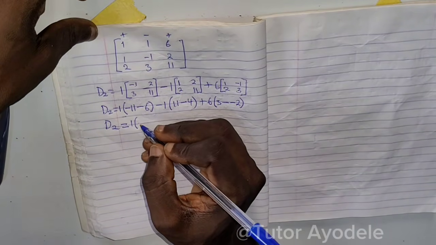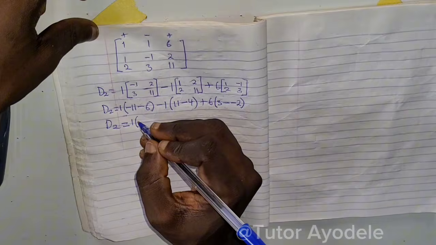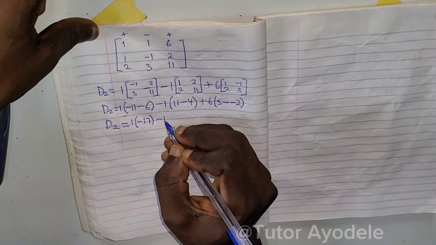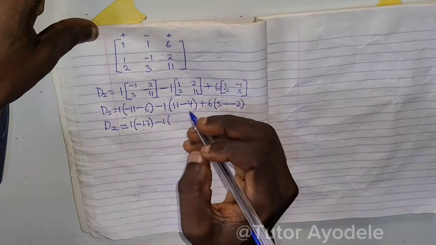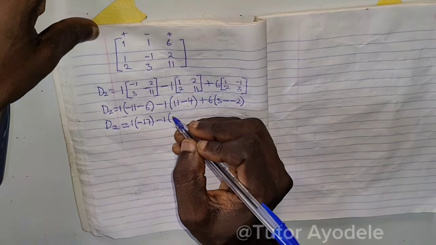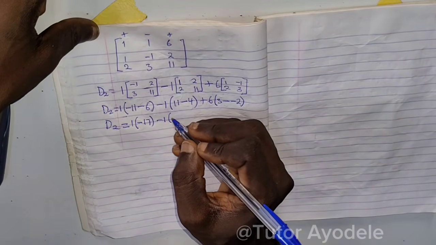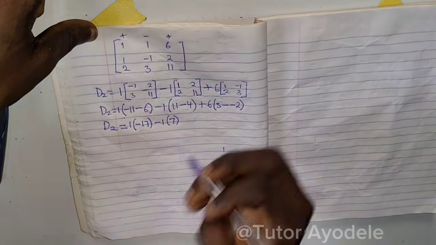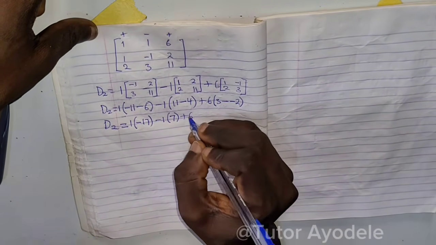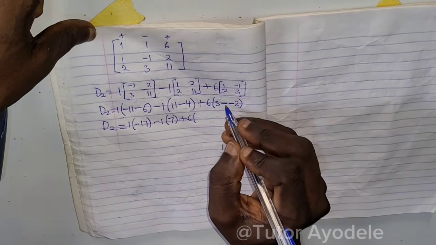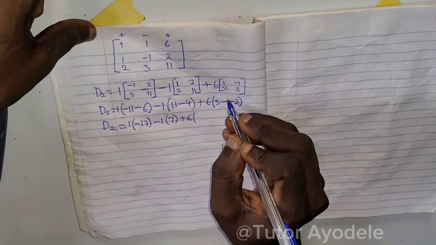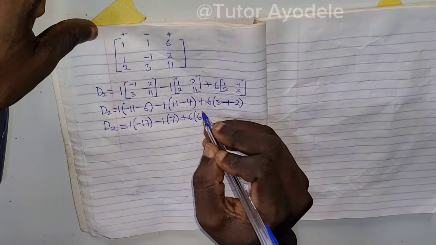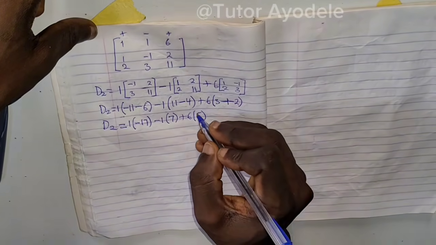That would be minus 17. Minus 1 into bracket 11 minus 4. That would be 7. Okay. So we have plus 6 into bracket 3 minus 2. So this will change to plus because minus times minus will be plus. So that will be 6. That will be 5, sorry.